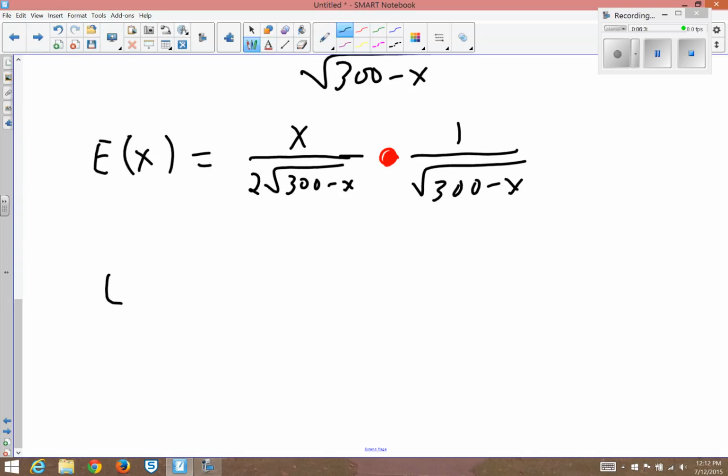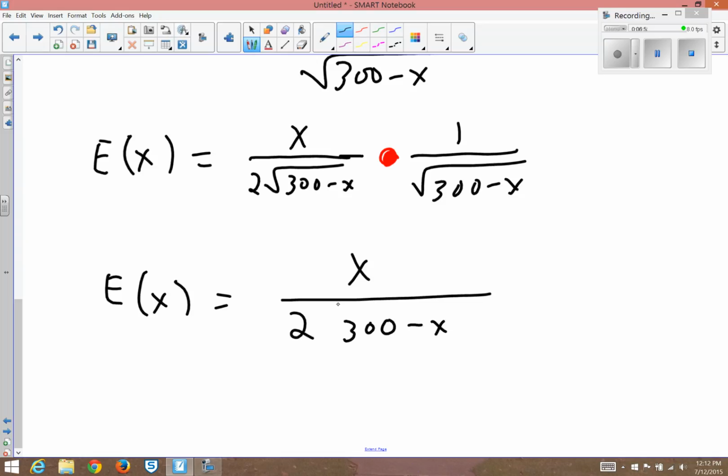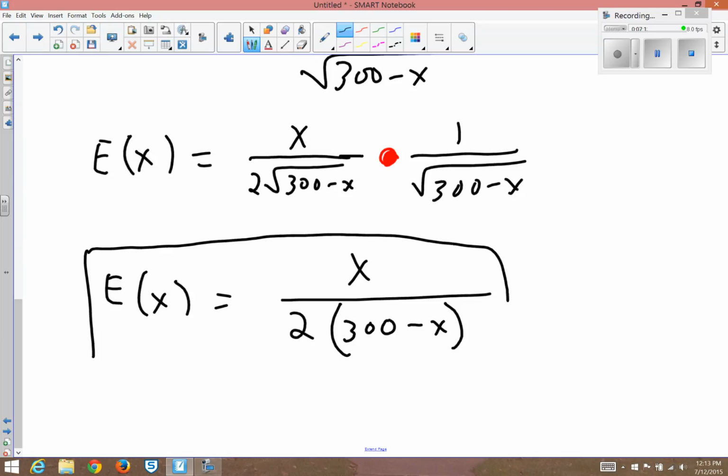The elasticity is x times 1 over 2. When we have a radical times the exact same radical, we end up with just what is inside the radical. The radical disappears. Radical 300 minus x times radical 300 minus x is just 300 minus x. This is the elasticity function.